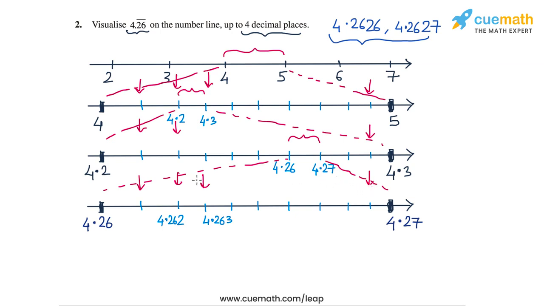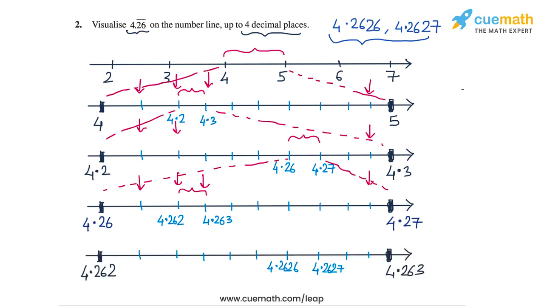Next, because 4.26 bar lies between 4.262 and 4.263, let's magnify this interval from 4.262 to 4.263. So again, I have magnified the number line. I have divided this interval into 10 parts, and I can see the markers for 4.2621, 4.2622 and so on up to 4.2629.